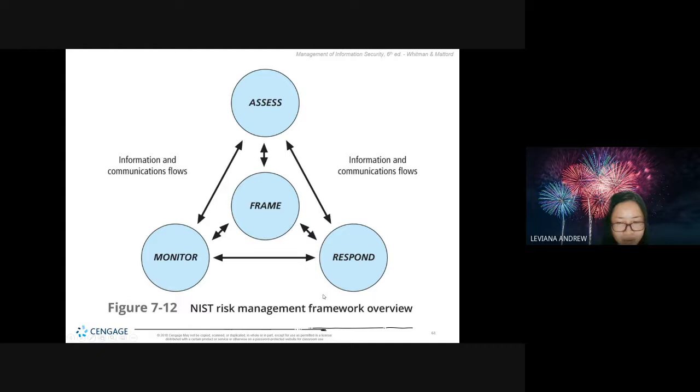NIST Risk Management Framework Overview, assessing the risk within the context of organizational risk frame requires the identification of threats, vulnerabilities, and consequences of exploitation leading to losses and the likelihood of such losses. Okay, assess the risk, assess the threat vulnerabilities, assess, and then respond. And then monitor. Okay, frame ni ada 3 lah, assessment, response, and monitor.